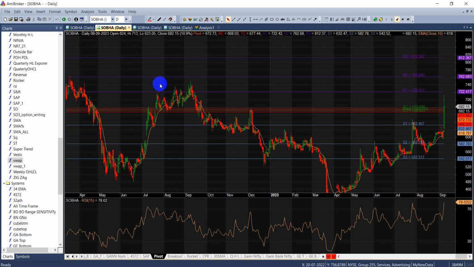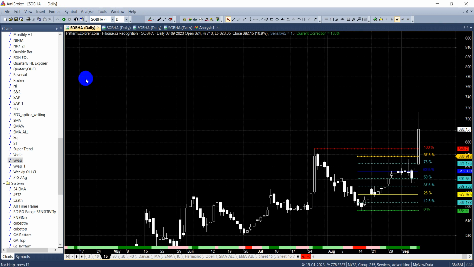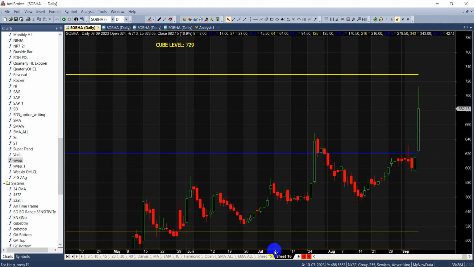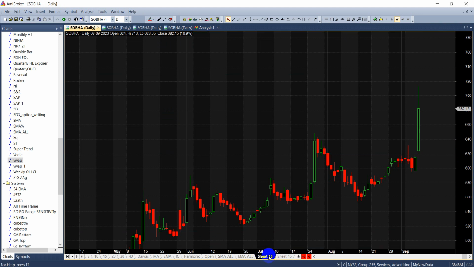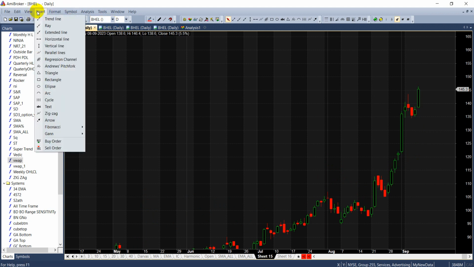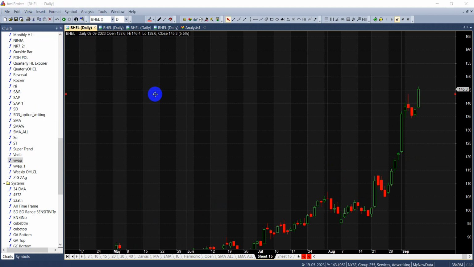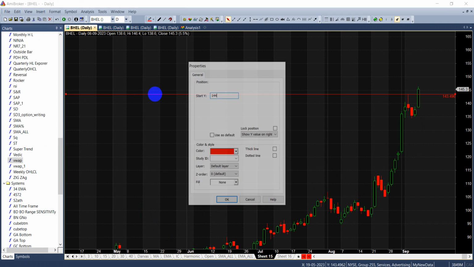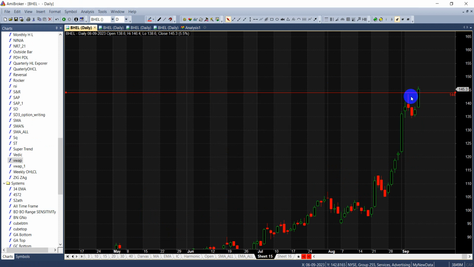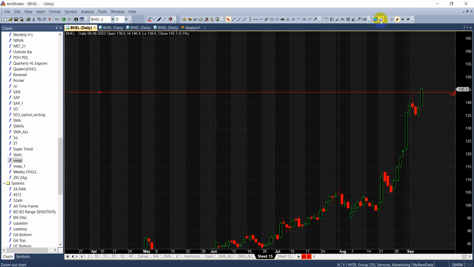Like we shorted BHEL. I'll give you some simple examples of how these numbers work very nicely in the market. So let's open the chart of BHEL. I'll insert a horizontal line and put that line at 144. See here, the market corrected exactly from 174.